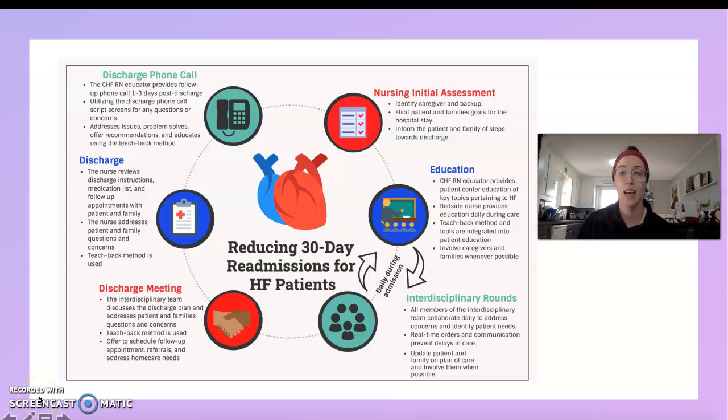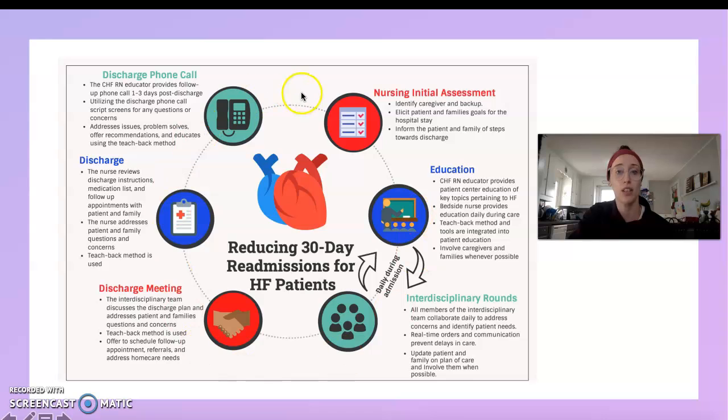Hi class, today I would like to discuss my graphic for my evidence-based change in clinical practice, which involves an RN-led transitional care program for congestive heart failure patients with the aim of reducing 30-day readmissions for heart failure, which you can see here at the core of my graphic.